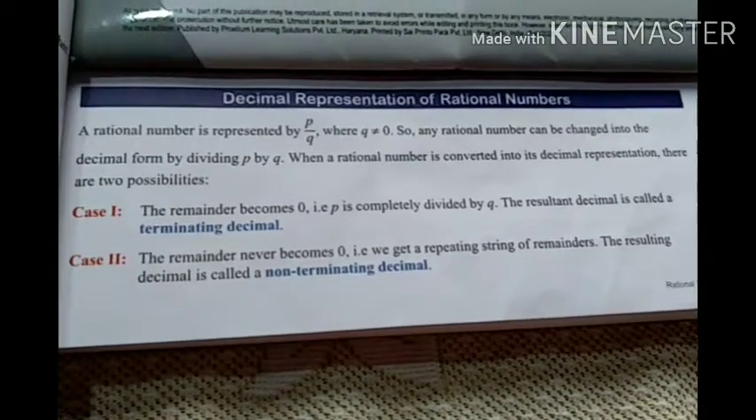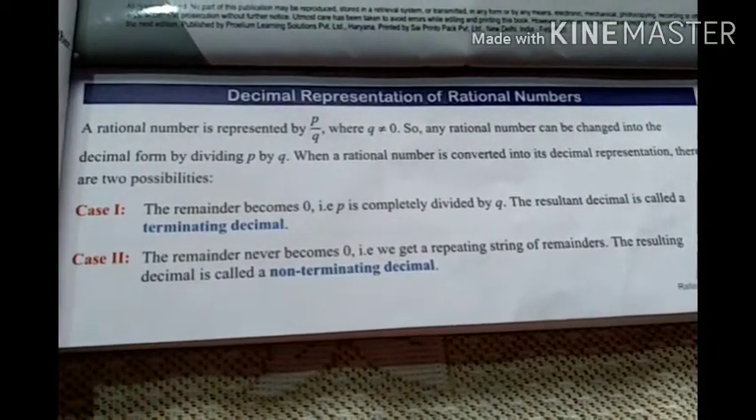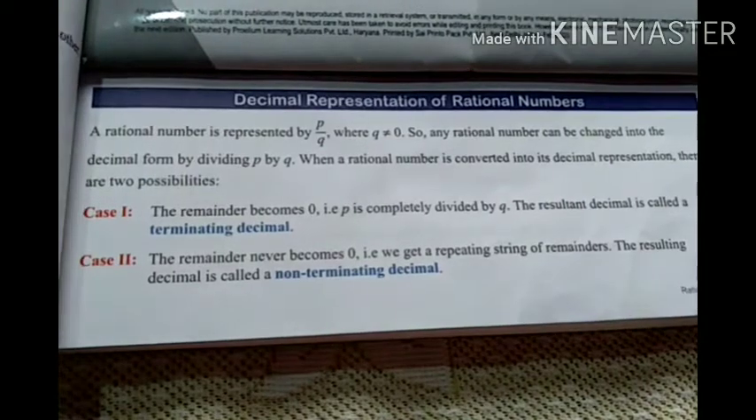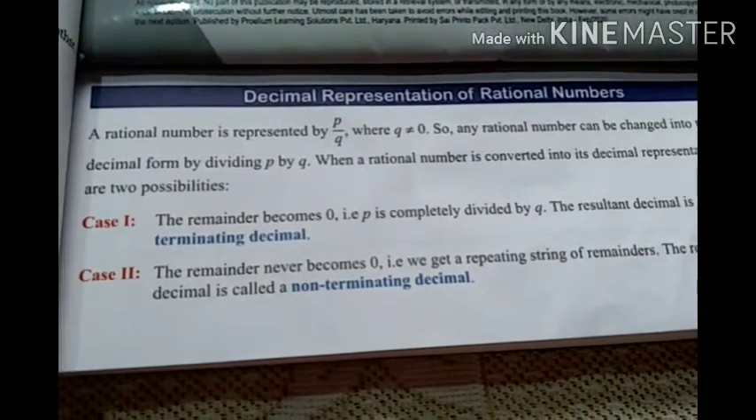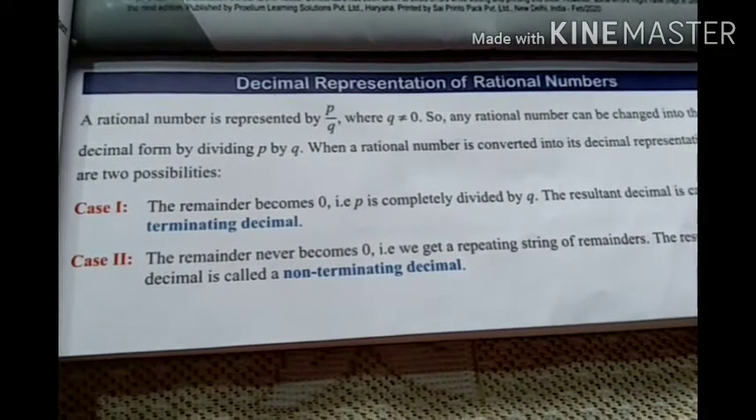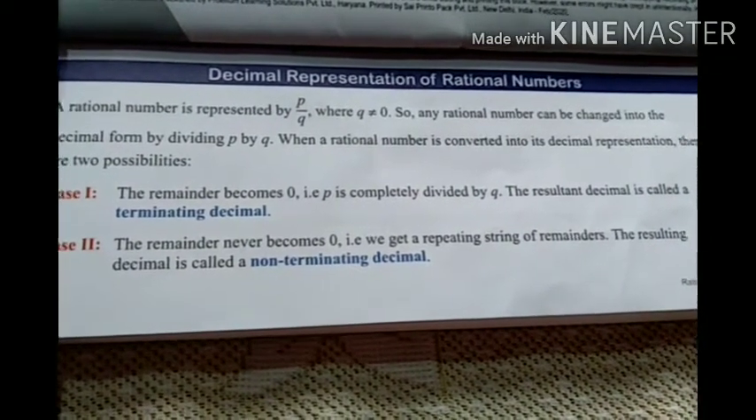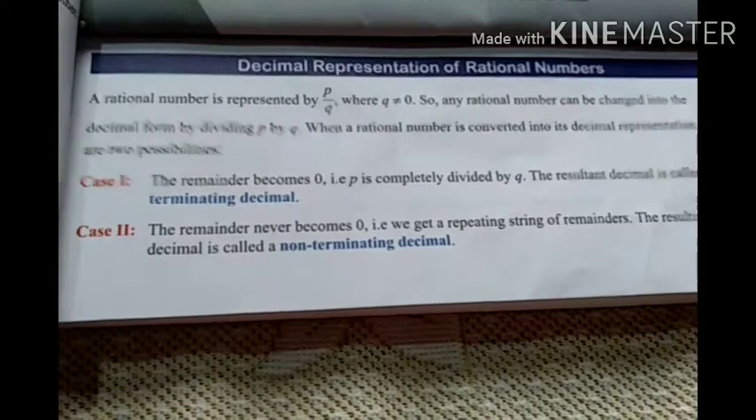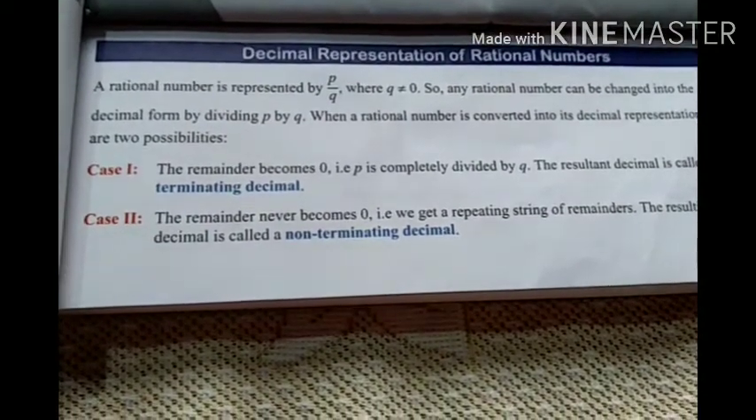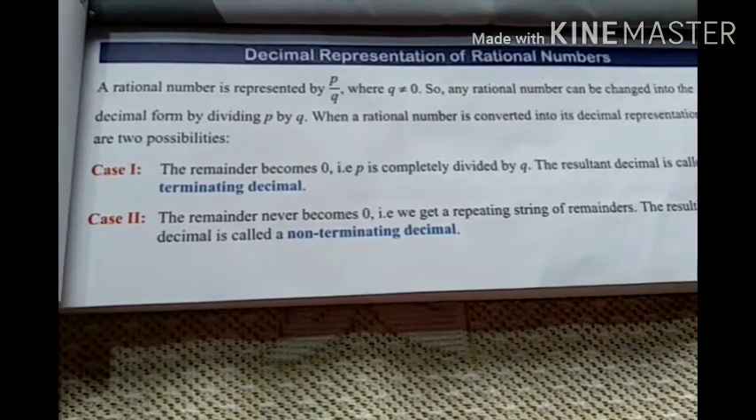Students, today I am going to teach you about decimal representation of the rational numbers. You know that a rational number is represented by p upon q where q is not equal to 0. So any rational number can be changed into the decimal form by dividing p by q. We can divide numerator by denominator.